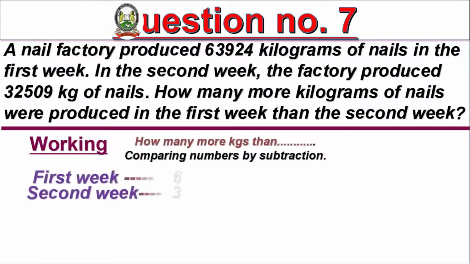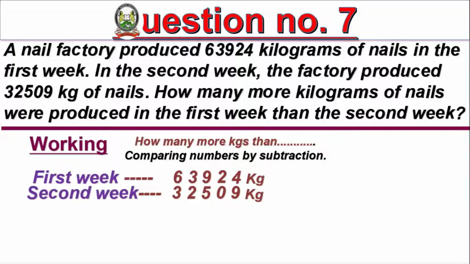For example, if I have 5 exercise books and you have 3, who has more? Definitely it's me. By how many, or how many more books do I have than you? So I have 5 minus 3, which is 2. I have 2 more books than you. So now let us compare this.